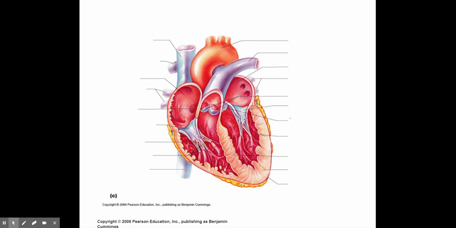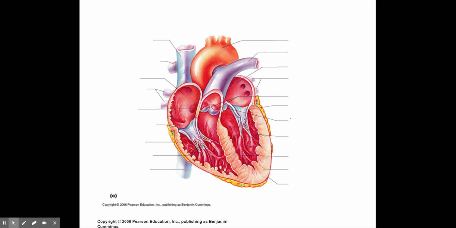Okay. Next in line here is the other half of our pulmonary artery. So this is the left. That's our left pulmonary artery. That's going to the left lung. Okay. Next in line is pointing to the chamber at the top of the heart. So this is the left atrium.